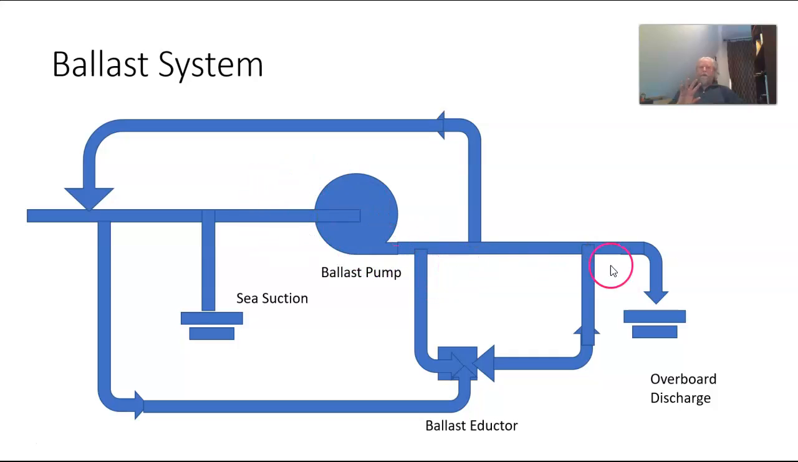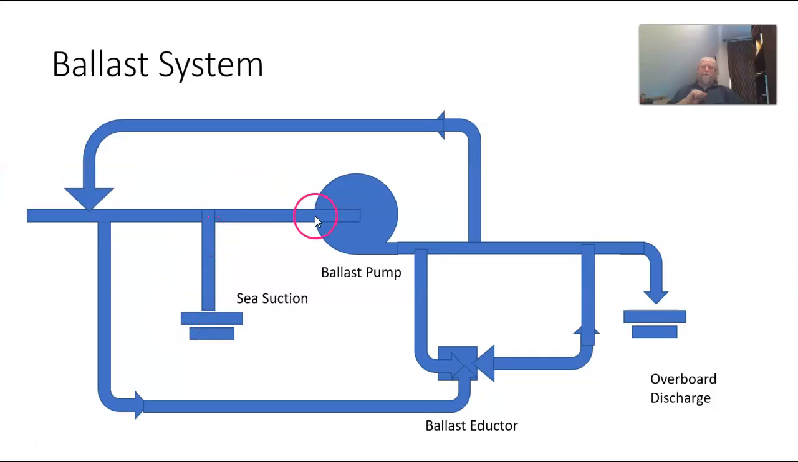What I have to do now is work the system, put the valves in place so that it can do what it's supposed to do. What is it supposed to do? It's supposed to take ballast from a tank and put it out overboard to the overboard discharge. It's supposed to take ballast water from the sea and be able to transfer it into the cargo tank.